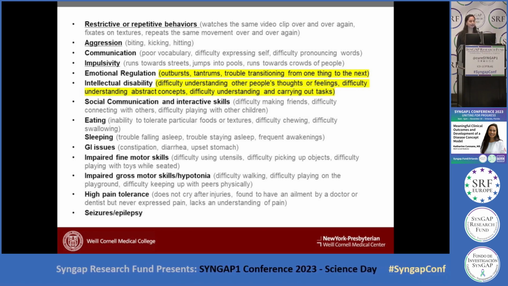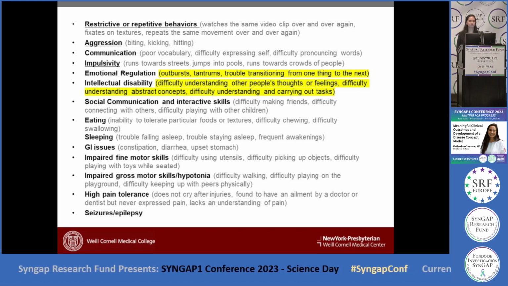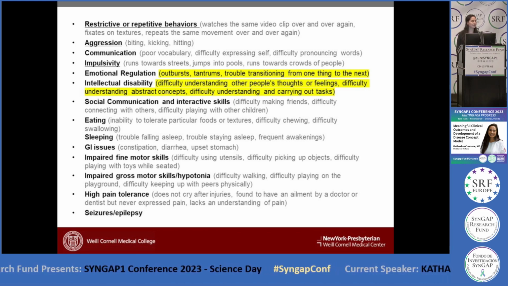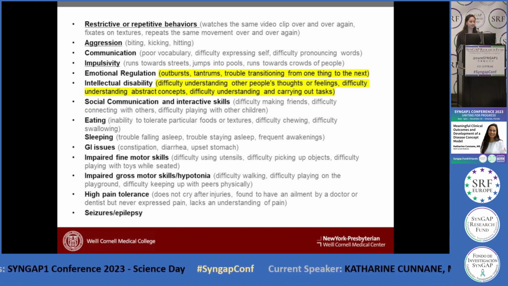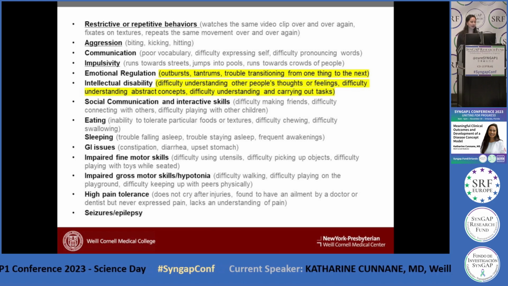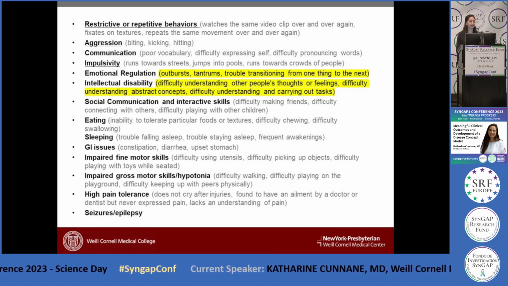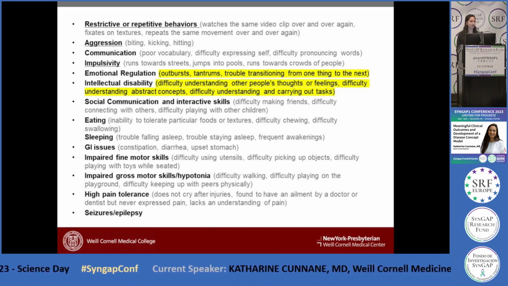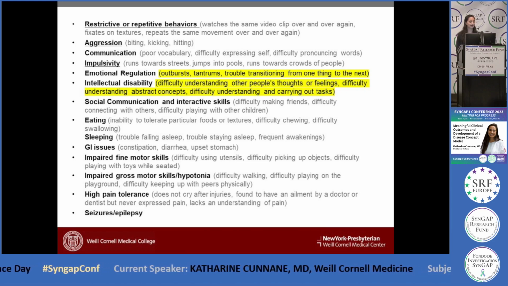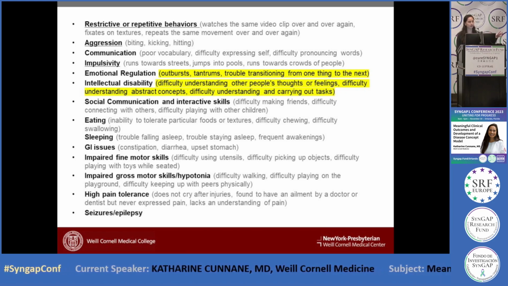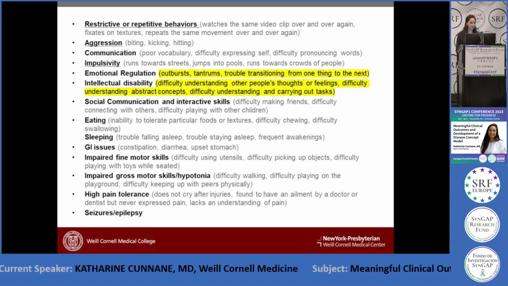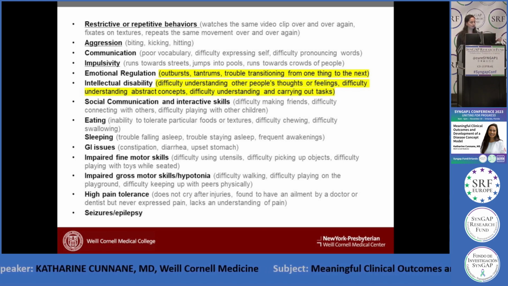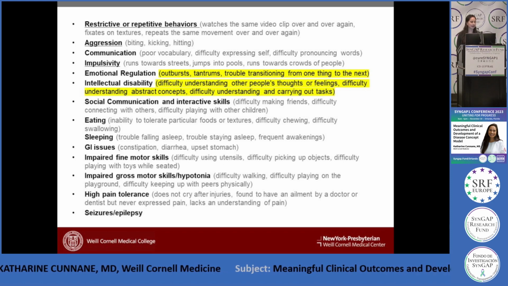where we define them as outbursts, tantrums, trouble transitioning from one thing to the next. Similarly, with intellectual disability, we define it as difficulty understanding other people's thoughts or feelings, difficulty understanding abstract concepts, or difficulty understanding and carrying out tasks. Again, we just wanted to make these more clear, and these definitions came directly from examples from the interviews that I had.